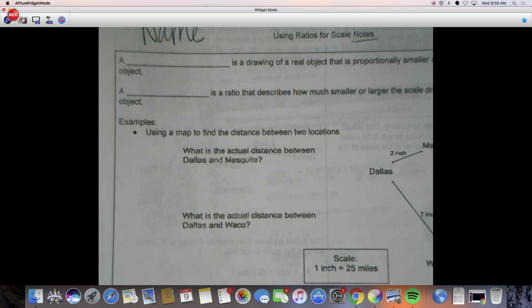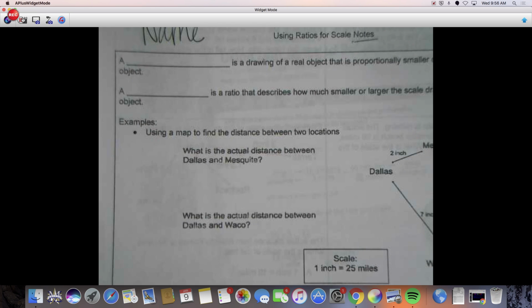Scales, and not the kind that you step on, just like take your weight. We're talking about scales as far as like a map. If you've ever looked at a map and you thought to yourself, how is this map really a representation of this big earth? Well, that's because of scales.